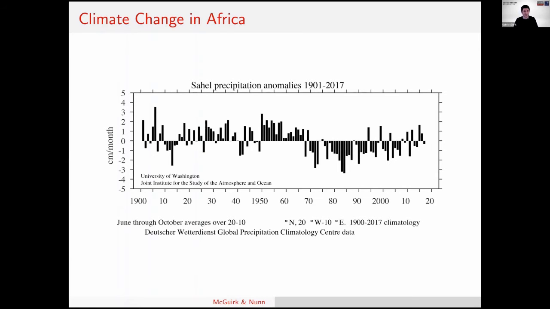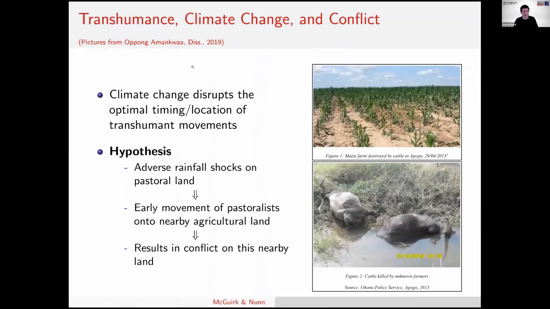The point of this paper, and what we're testing, is this idea that climate change is disrupting this symbiotic relationship between both groups. It's changing the optimal timing and location of these transhumant movements. More specifically, our hypothesis is that adverse rainfall shocks or droughts on pastoral lands are going to force the pastoral groups to migrate earlier than they otherwise would. They're going to migrate towards the agricultural land before the harvest. And because they're migrating early, you're going to have competition for resources.